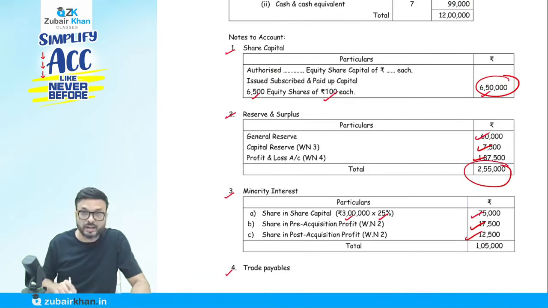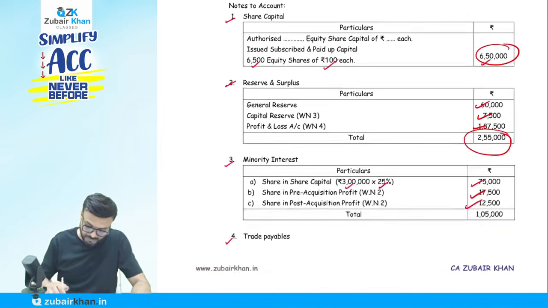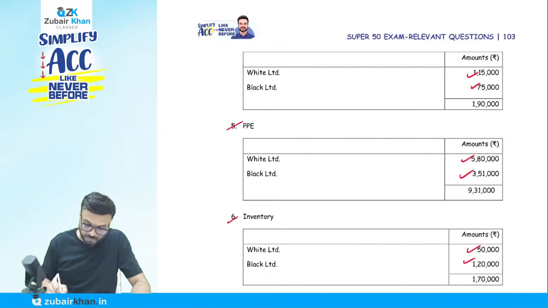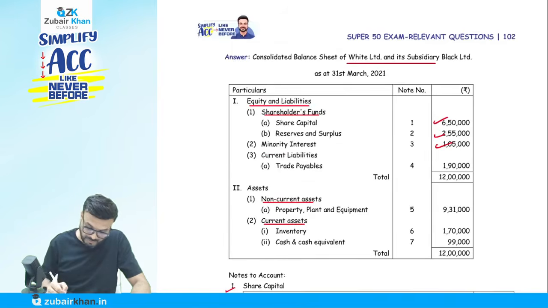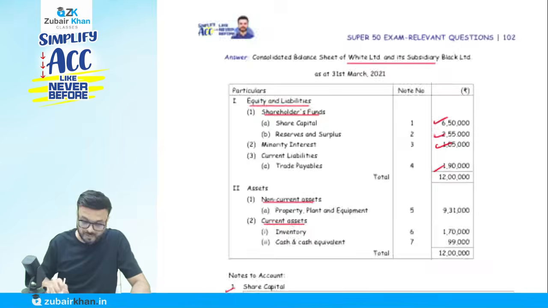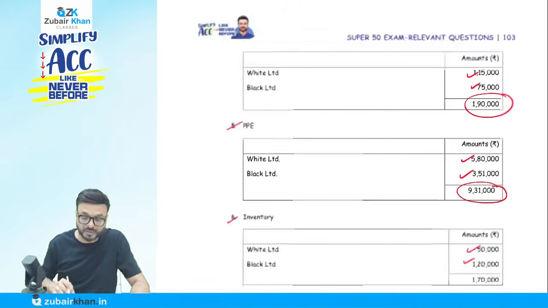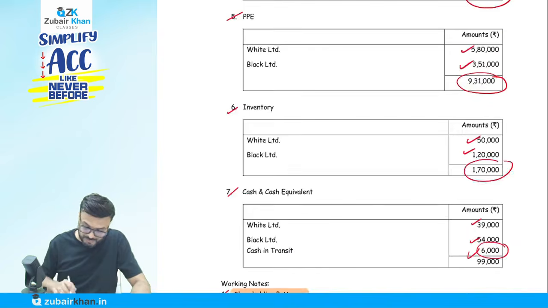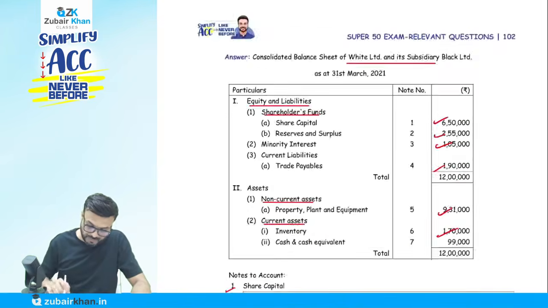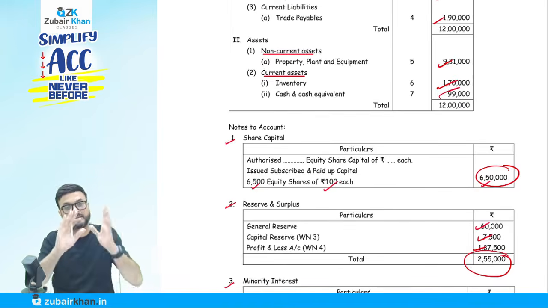This 2,55,000, 2,55,000. Then here 1,05,000, 1,05,000. Then note stock on number 4, 1,90,000, 1,90,000. Note stock on number 5, 9,31,000, 9,31,000. Note stock on number 4, 1,70,000, 1,70,000. Note stock on number 7, 99,000, 99,000. 14 marks is yours now.